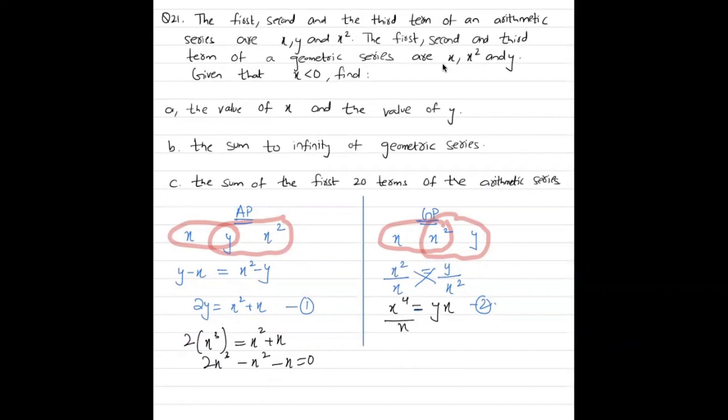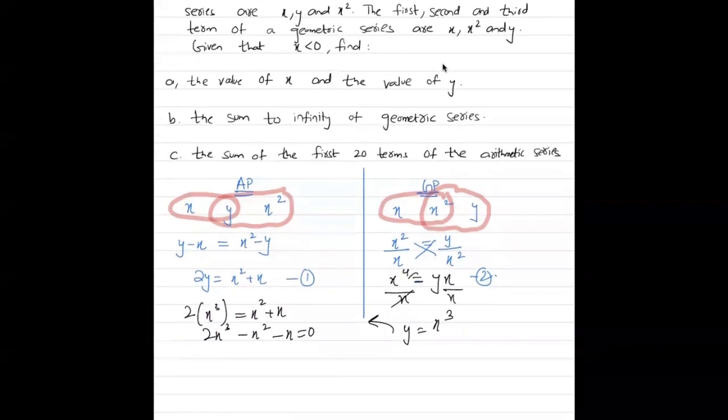Then you divide x on both the sides. So y is going to be equal to x cube. Then you plug in y as x cube in the first equation. You're going to end up till here. Then you can take these two terms on the left hand side. So 2x cube minus x square minus x is equal to 0. You can take x common out. You're going to get a quadratic equation: 2x squared minus x minus 1 equals 0.